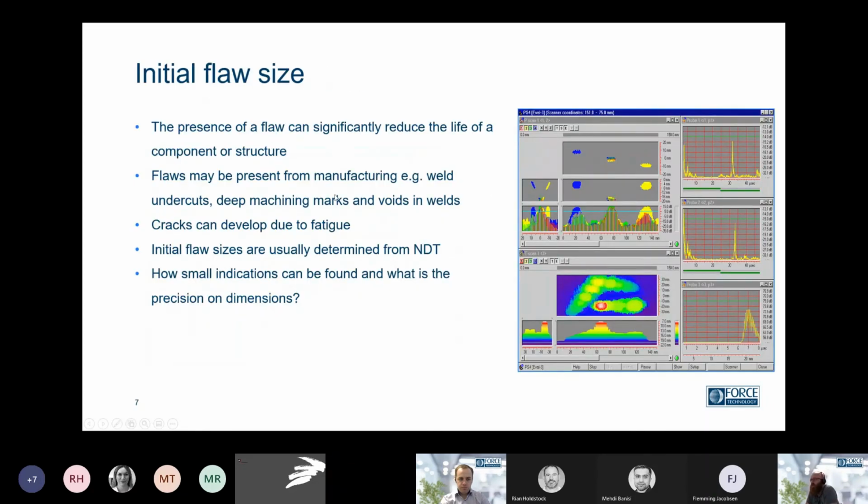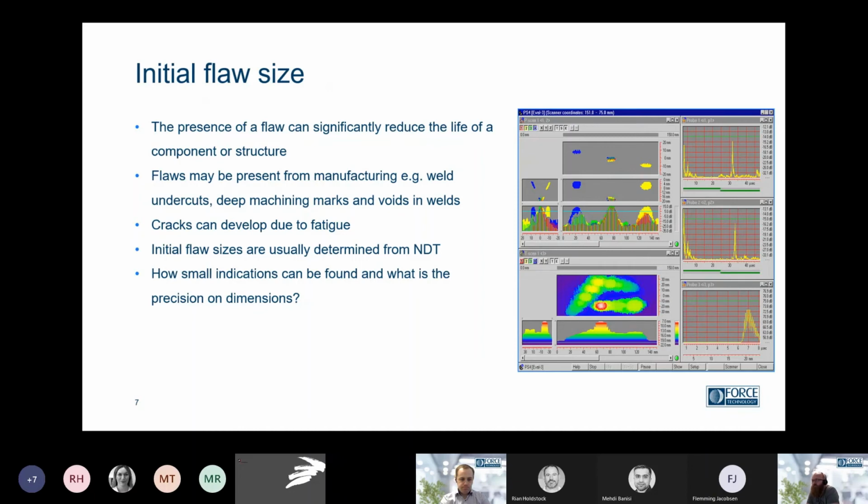Next, we need to know what the initial flaw size is. We know that the presence of a flaw can significantly reduce the life of the component or structure. They may be present from manufacturing, from weld undercuts, for example, or deep machining marks, or voids in the welds. They may also come from operation of the component or structure, and cracks can develop here due to fatigue.